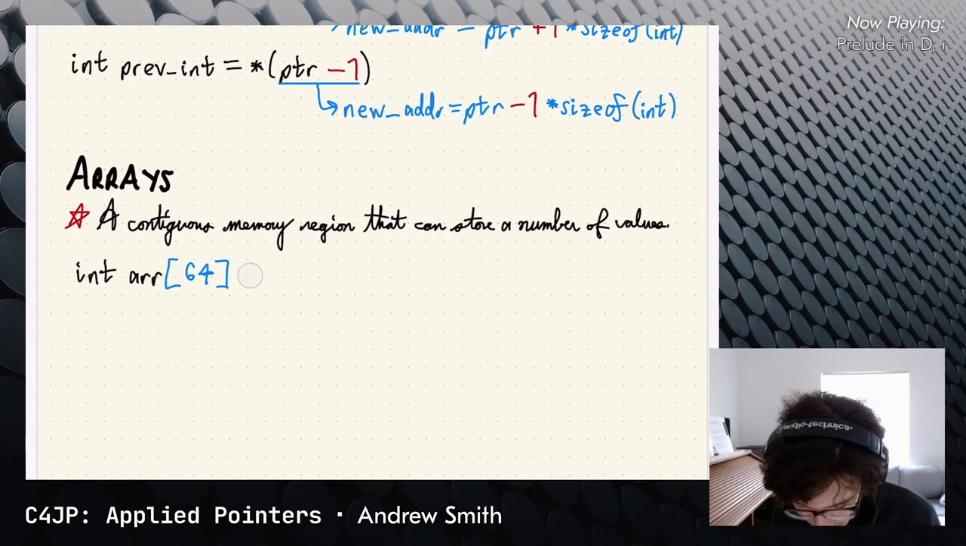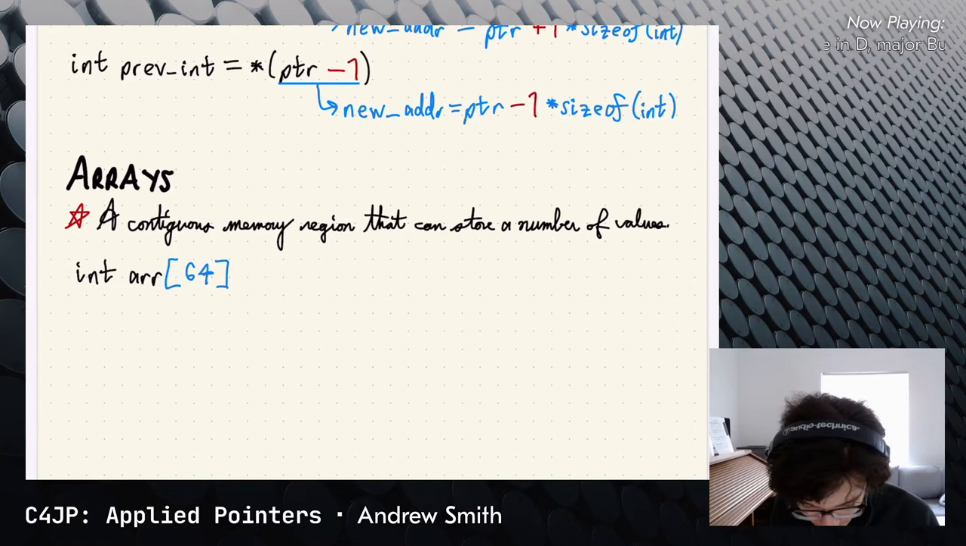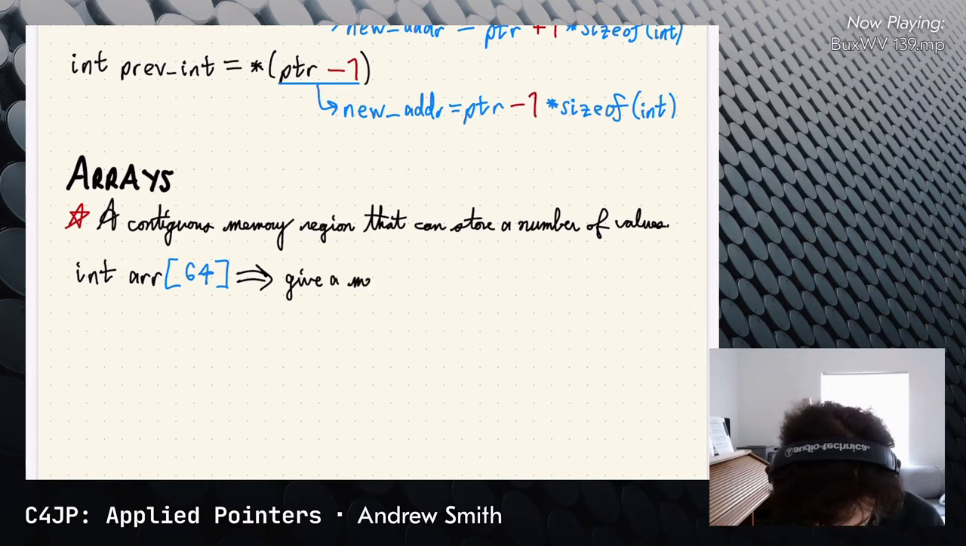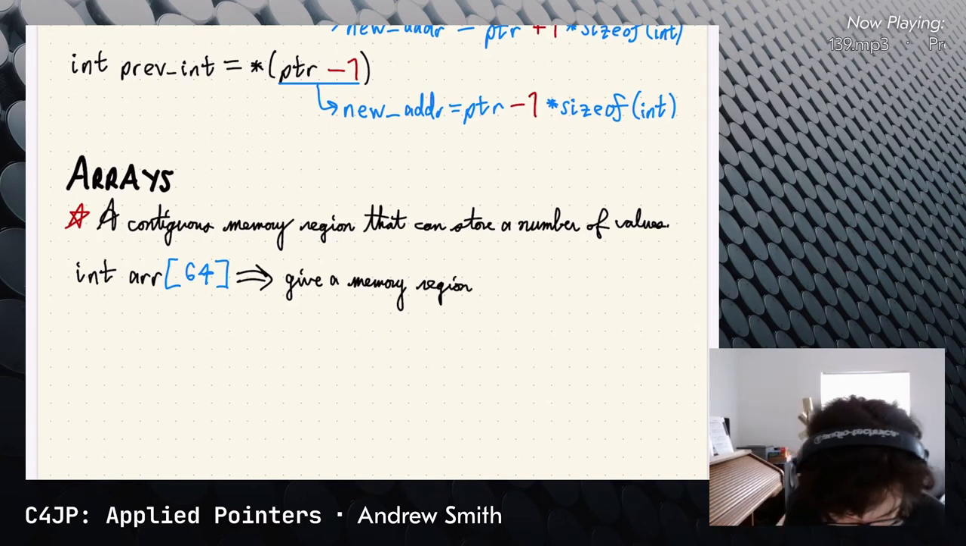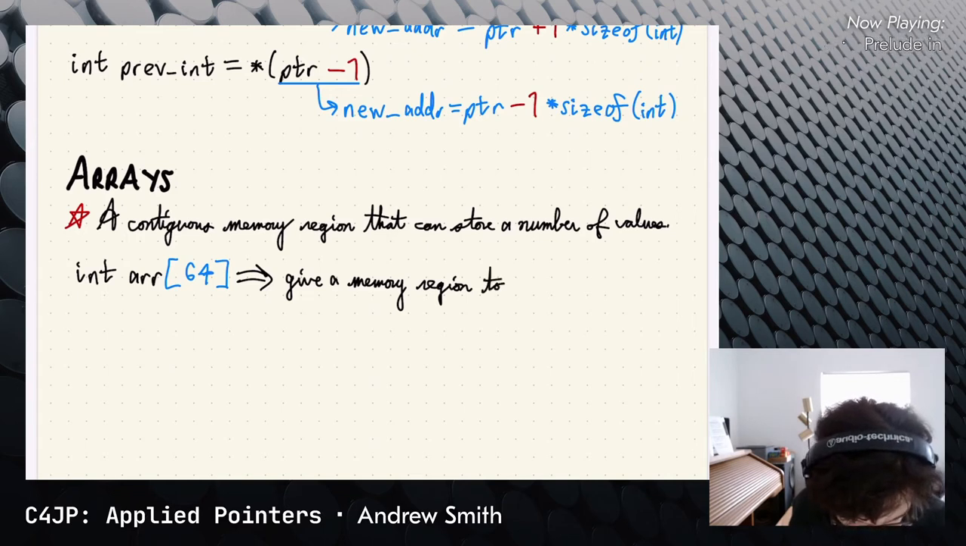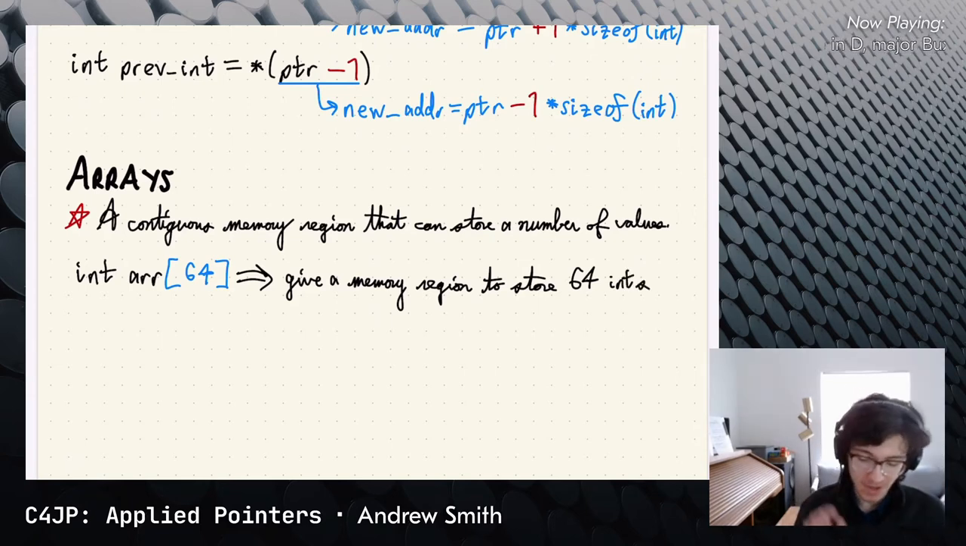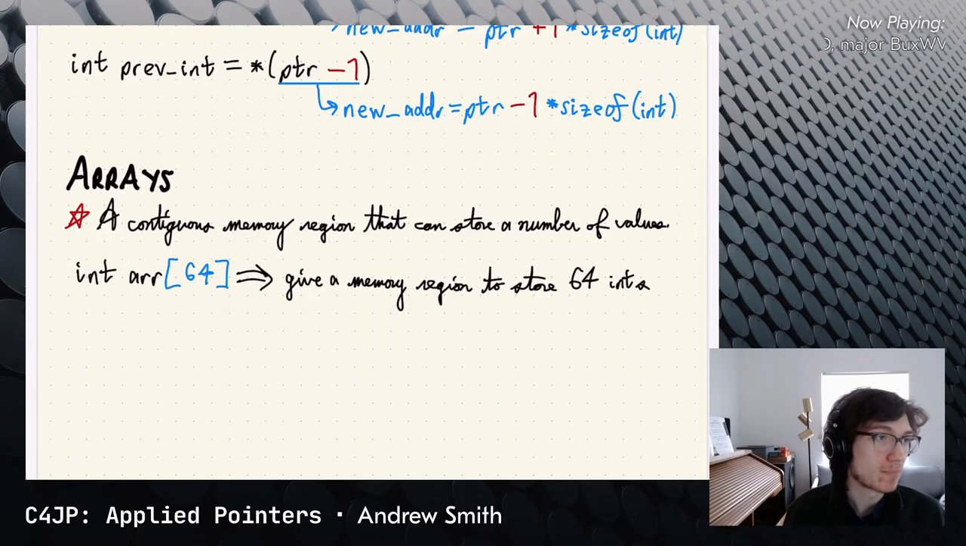So in C, the brackets come after the variable name. And what this statement here does, int R sub 64, is it says, give me a memory region that is large enough to store 64 ints. And that's all this is doing. It says, okay, I want a contiguous region in memory that can store 64 integers.